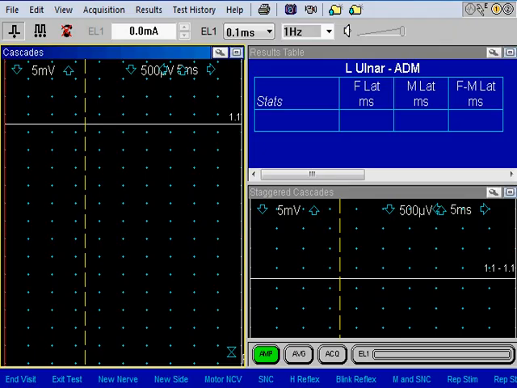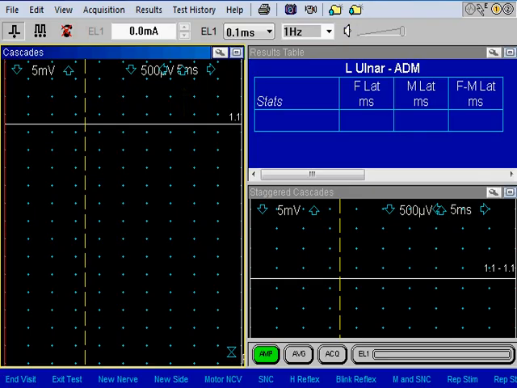To the left of the vertical yellow dashed line, our display gain is 5 millivolts per division to assess the compound muscle action potential. To the right of the yellow line, the gain is 500 microvolts per division to view the F waves. The time base is 5 milliseconds per division.